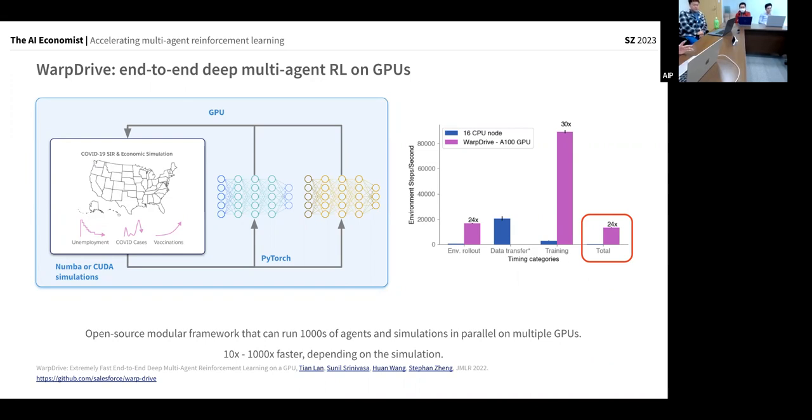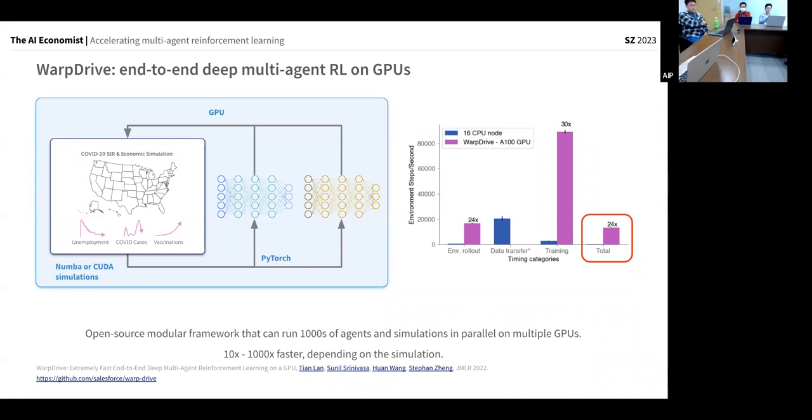Okay, so I gave you a bunch of science projects, right? I hope to convince you that there's both economic modeling here, combined with some algorithmic innovation to make multi-agent RL work better for these types of economics problems. But there are also engineering challenges.